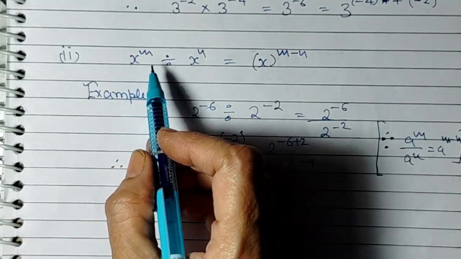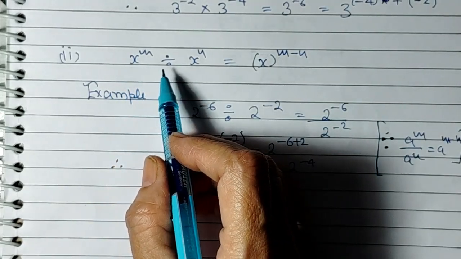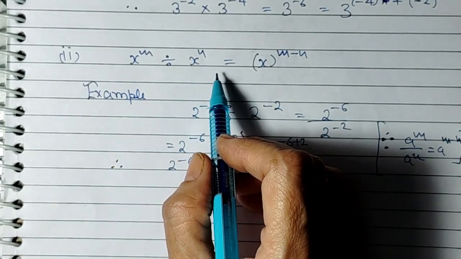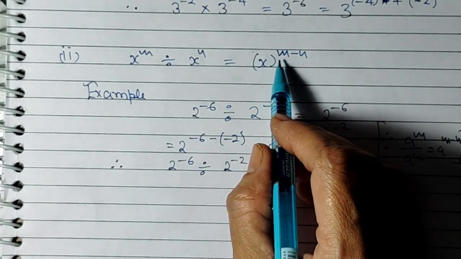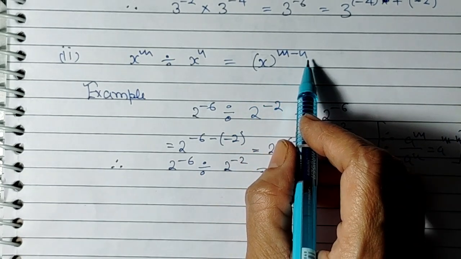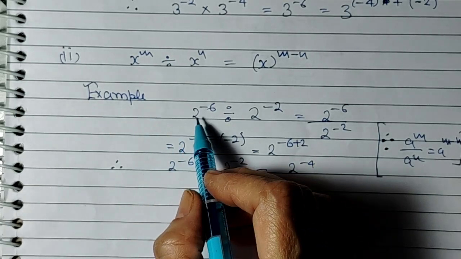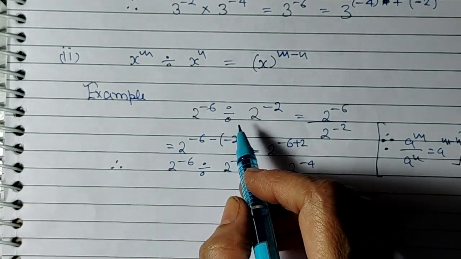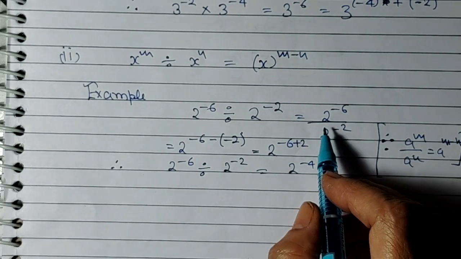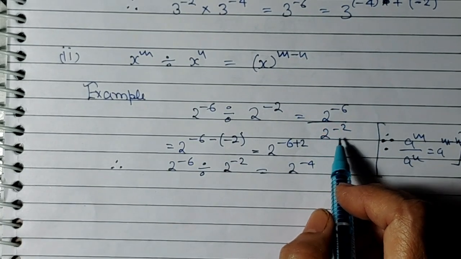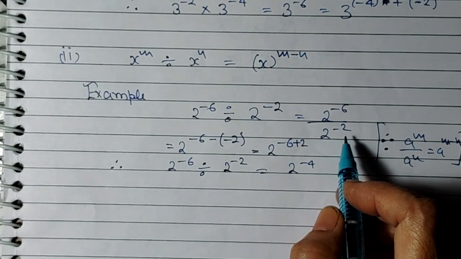This is the second law. It is x to the power m divided by x to the power n, which is equal to x to the power m minus n. Powers will be subtracted. Example, 2 to the power minus 6 divided by 2 to the power minus 2. It is equal to 2 to the power minus 6 divided by 2 to the power minus 2.